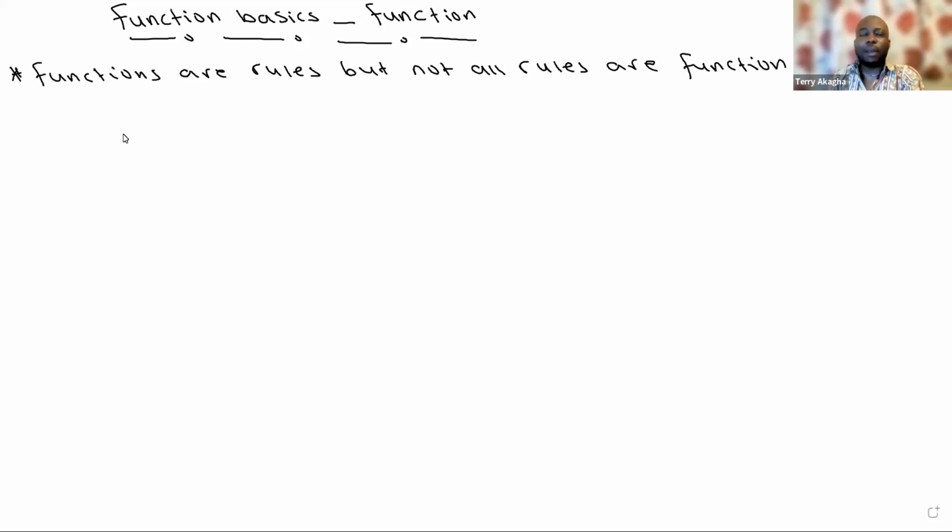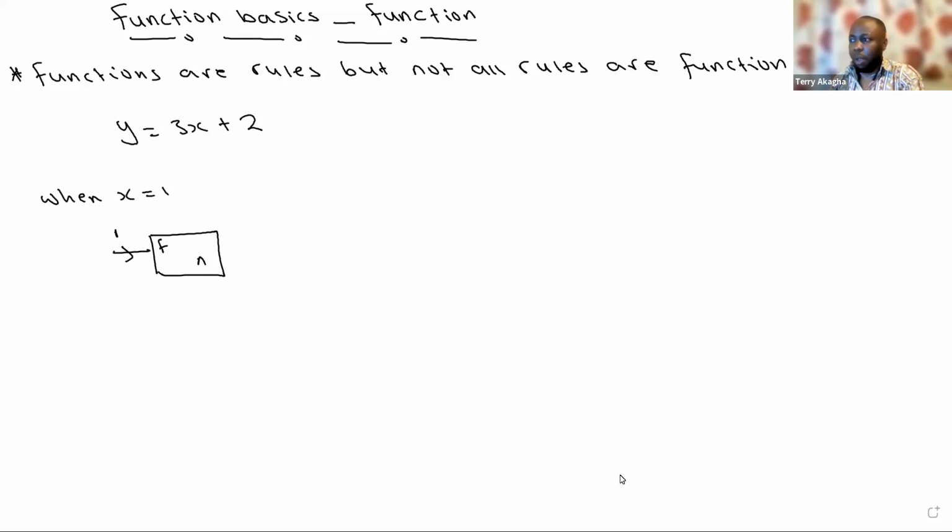let's say we have y equals 3x plus 2. For those that missed my previous videos on processing numbers, that was the reason why I had to start with that. So when x is equal to 1, and you apply the function, you multiply 1 by 3.